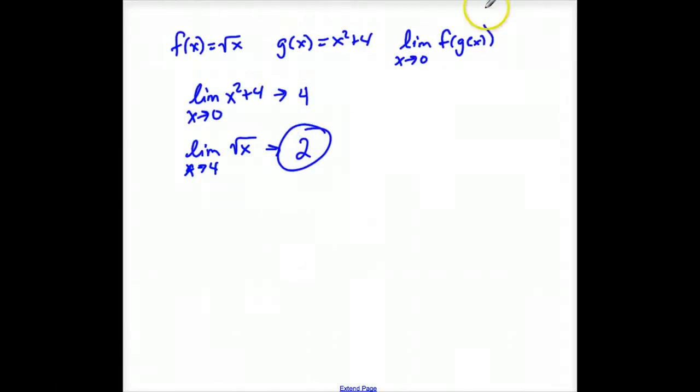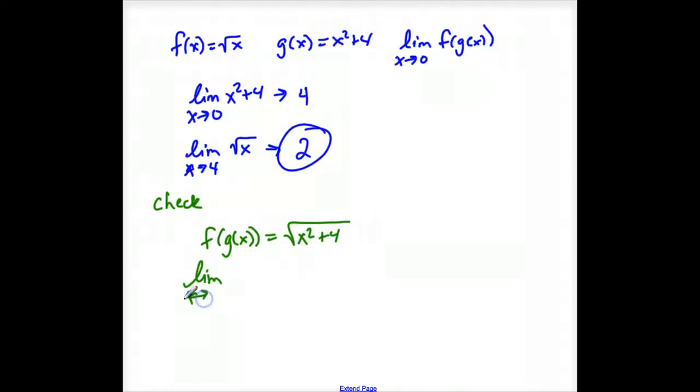So let's just check it using composite functions just to show you that it does work. If we did f of g of x, we would have the square root of x squared plus 4. If we're trying to find the limit of that as x approaches 0, direct substitution gives us the square root of 0 squared plus 4, which is the square root of 4, which is 2. So you see you get the same answer.